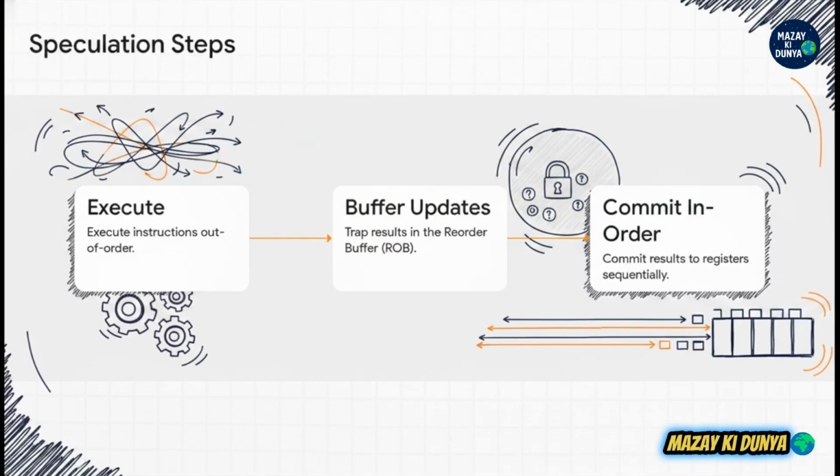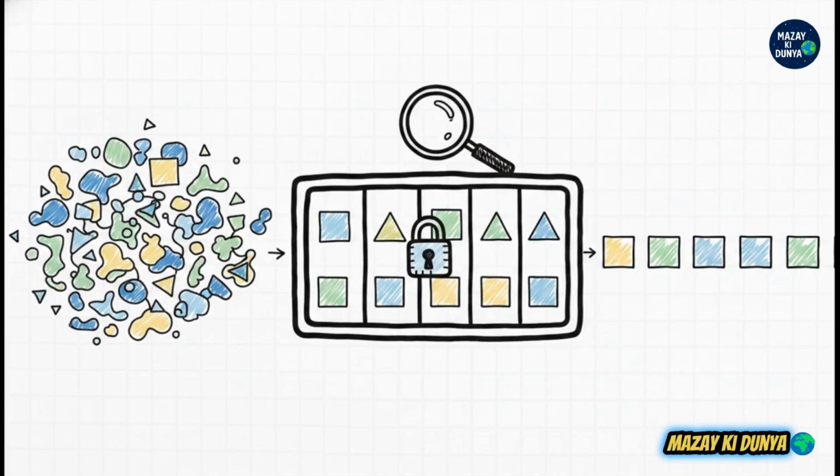But to manage this kind of hardware time travel without totally corrupting our precious register workbench, the processor has to follow a strict three-step lifecycle. First, it executes instructions wildly out of order. Second, it traps the results of those speculative calculations in a special holding pen called the reorder buffer. And finally, step 3, it commits those results back into the permanent registers strictly in sequential order, exactly as the programmer originally wrote them. This reorder buffer, or ROB, acts as the ultimate quality control checkpoint.